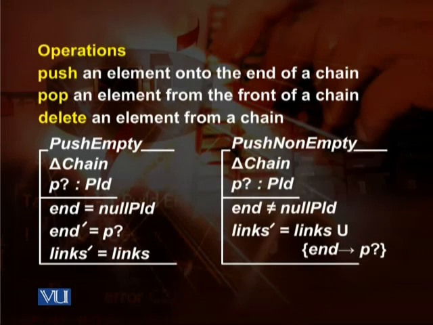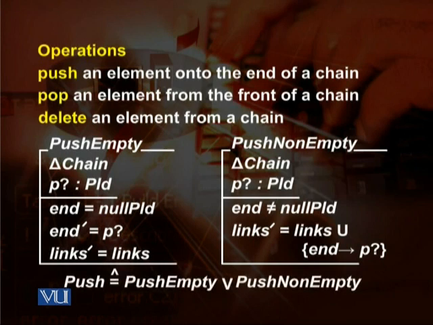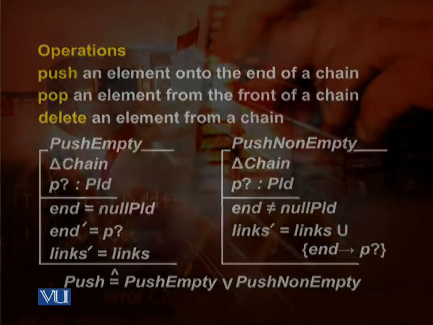And when we push onto a non-empty chain, in that particular case, end is not equal to null PID, and links will be equal to links union end mapped onto this new PID. And push in this particular case is push empty or push non-empty, and we are using the schema calculus for that.